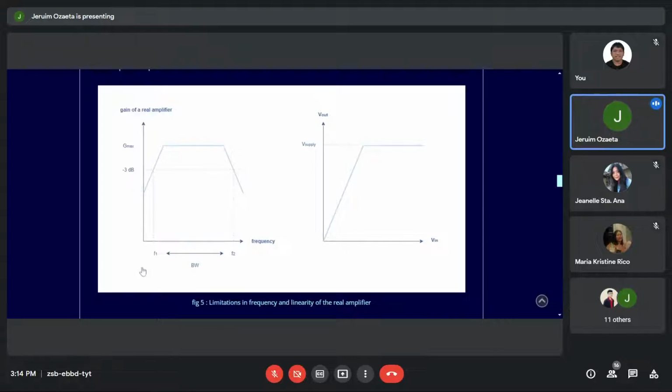That's why you have here frequency 1, frequency 2, meaning to say the response of the circuit varies according to the frequency. So there is a certain frequency wherein the gain is negative 3 decibel. There is still another negative 3 dB gain at the higher frequency, at the higher part of the band.